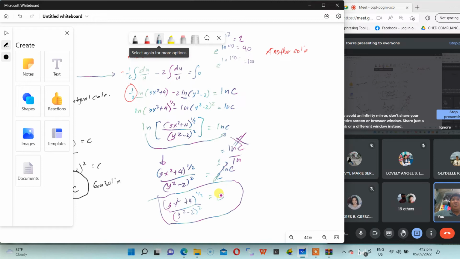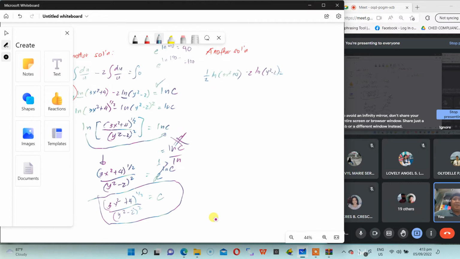So now another solution, what if you have 1 half from here? Okay, from here. So ln 3x squared plus 4 minus 2 ln y squared minus 2 equals, what if, C? We just put C, not L and C. What if it's like that? And then we want to do algebra. We want to simplify it, and we don't want to see a fraction.